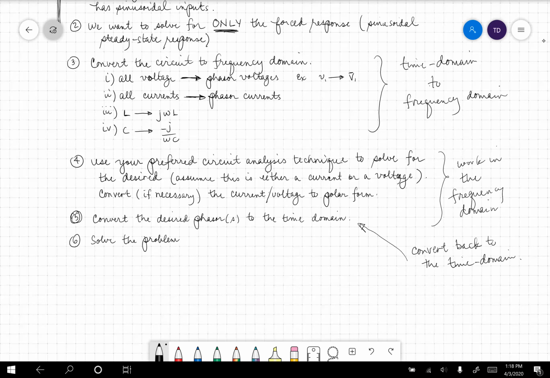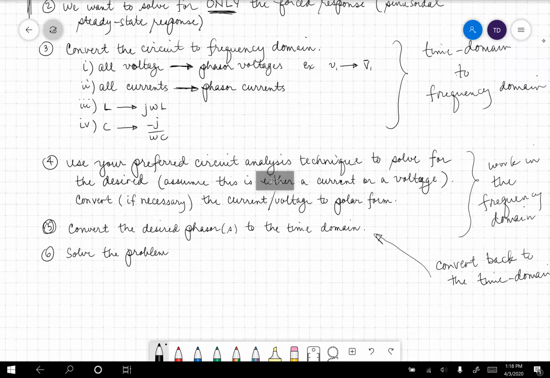And that's where we want the answer. The answer is in the time domain. So we've got to convert back to the time domain, and then we solve our problem. Great. Let's see that in action.